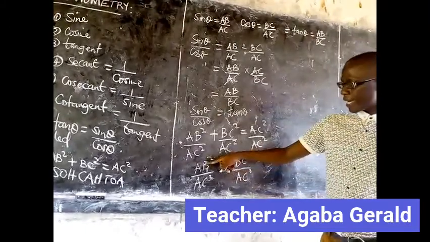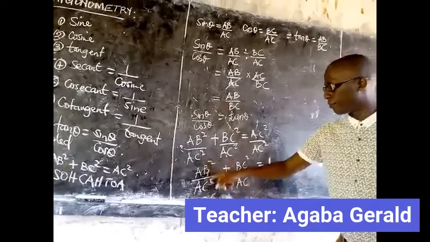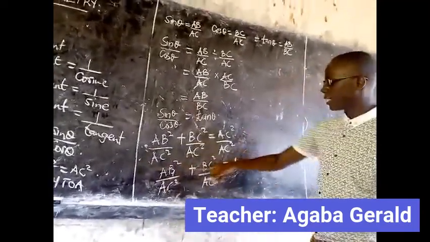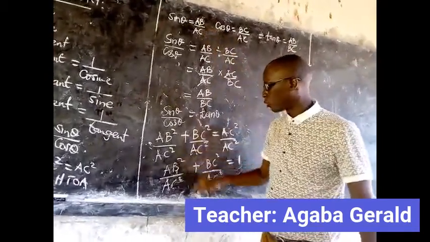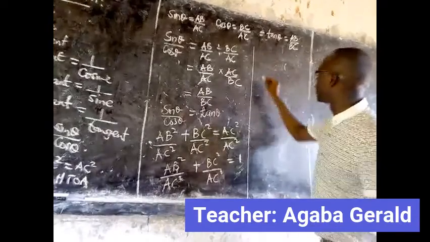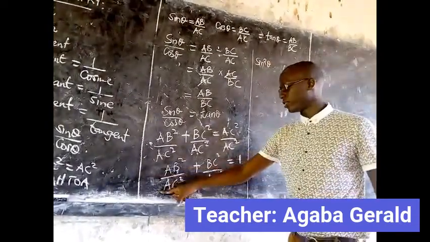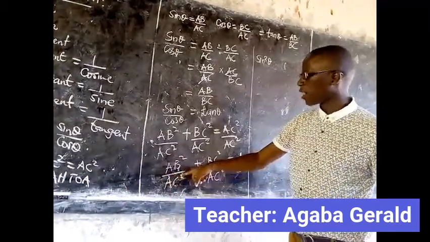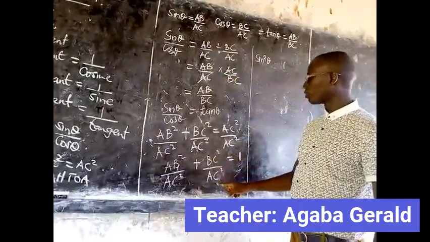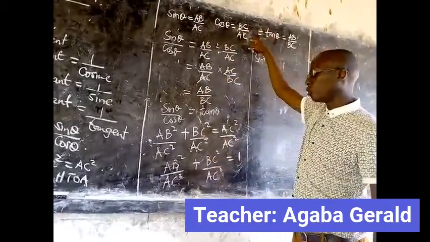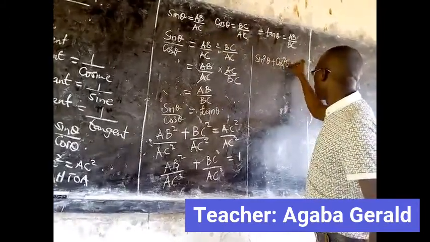So, what is AB out of AC? Remember, AB and AC are squared, meaning that it's the same as AB out of AC, squared. AB out of AC is sine of theta, meaning that this one squared will be sine squared theta. So we are replacing this with sine theta, because AB out of AC is sine theta. Then what is BC out of AC? BC out of AC is cos theta, meaning that this will be plus cos squared theta is equal to 1.